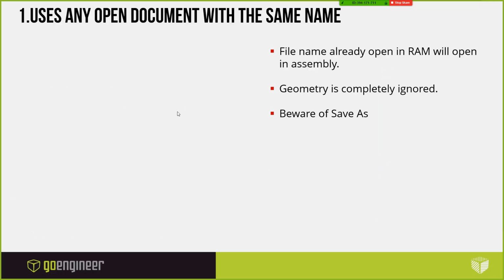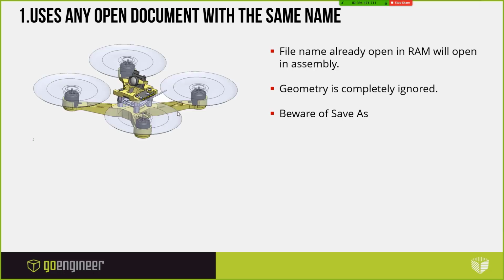The first step is SOLIDWORKS uses any file name that is currently open, that is currently in RAM, to load in an assembly that contains that same file name. It doesn't care if the file matches or not. It just goes off of the name. And here you want to be careful when you use save as.